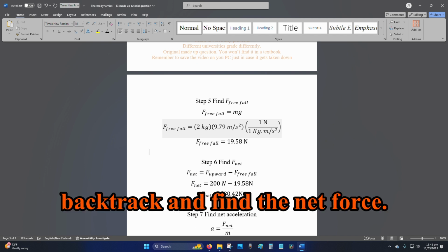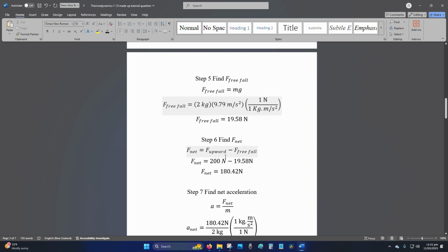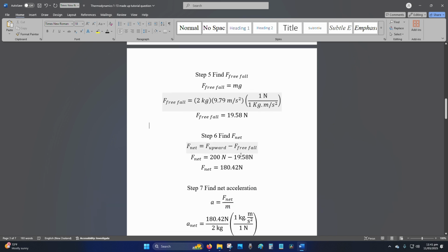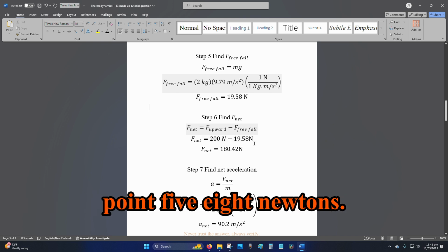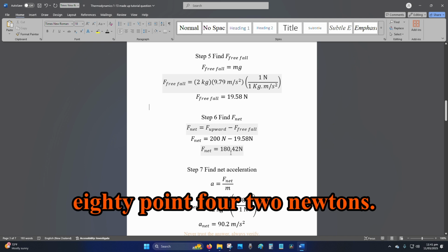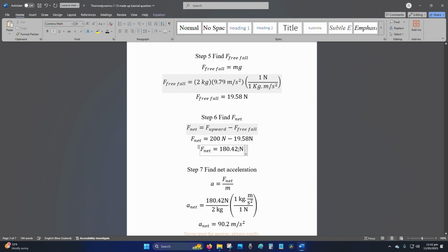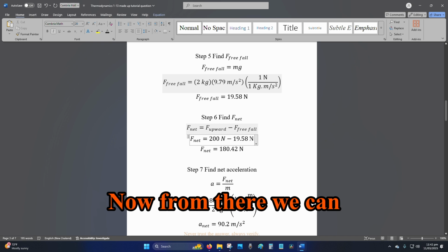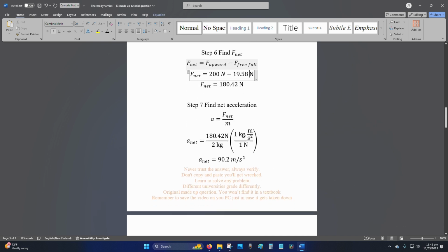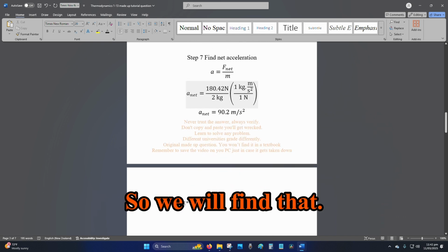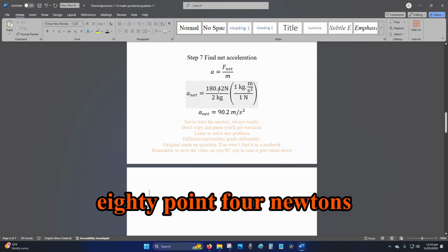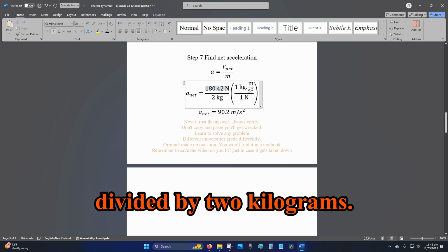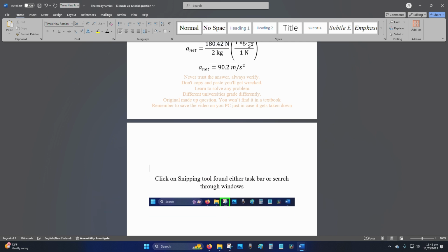From there, we can backtrack and find the net force. So it is the difference between the two. So 200 newtons minus 19.58 newtons. So that's 180.42 newtons. Now from there we can backtrack one step even further. So we will find that the acceleration, or the net acceleration, is 180.4 newtons divided by 2 kilograms.